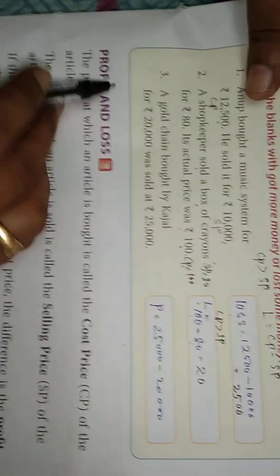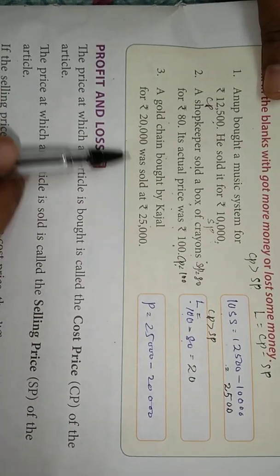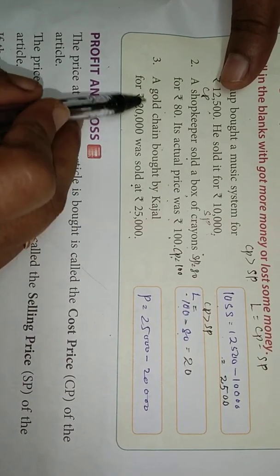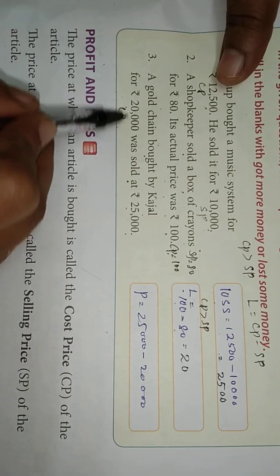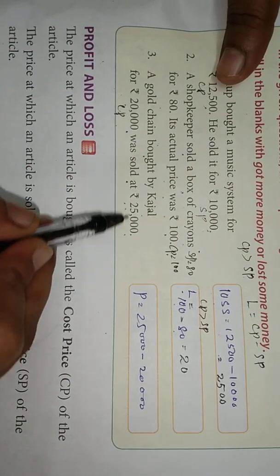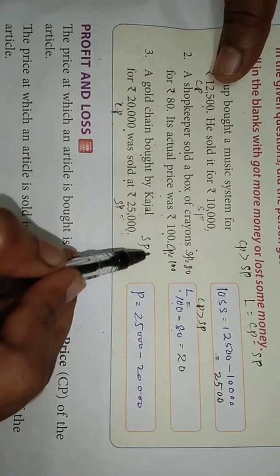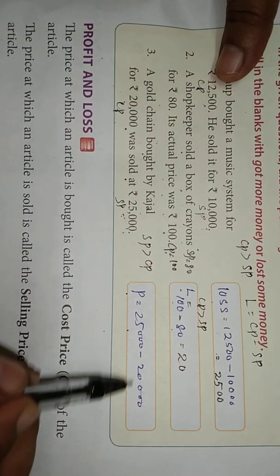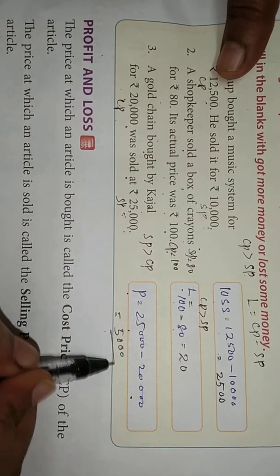Then moving to the third question, a gold chain bought by Kajal for 20,000 was sold for 25,000. So the gold chain bought for 20,000 means CP equals 20,000, and sold for 25,000 means SP equals 25,000. Here SP is greater than CP, so here there is a profit. So 25,000 minus 20,000, when we subtract, we get 5,000 as the profit.